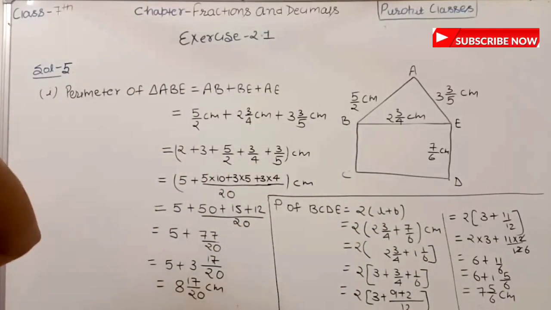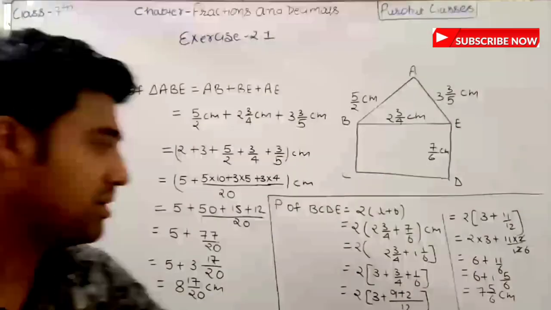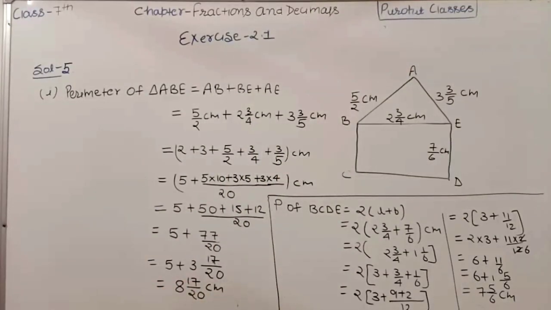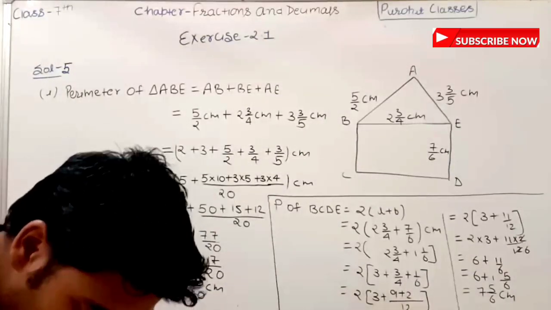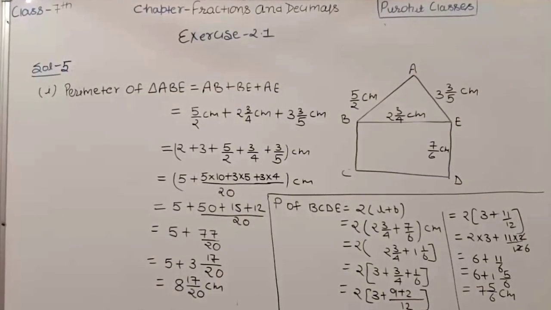So the question is asking, and the second part is also asking, whose perimeter is greater. As you know very well how to compare, this is 7 whole 5 by 6 and this is 8 whole 7 by 20. So you will compare yourself and write down the answer. Only this part where we have to compare I am leaving for you. Understood? You have to do it in your notebook with your calculation. Okay, so pause the video and note it down.